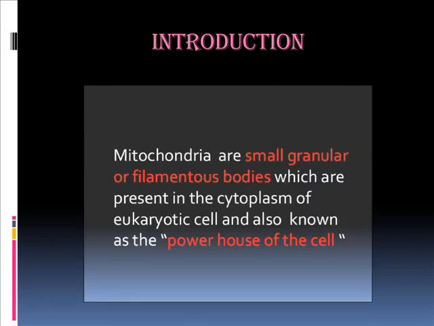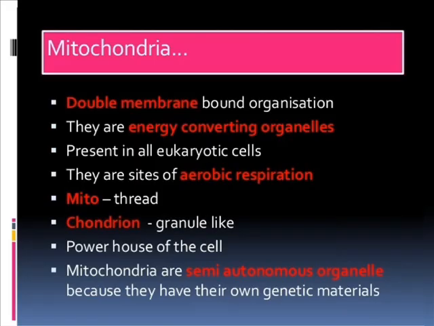Mitochondria are small, granular or filamentous bodies which are present in the cytoplasm of eukaryotic cells, and they are also known as the powerhouse of the cell. Mitochondria generally are double membrane bound. They are energy converting organelles. They are present in all the eukaryotic cells. They are the sites of aerobic respiration. Mito means thread and chondrion means granule-like. As they are involved in the production of energy, they are also known as the powerhouse of the cell.